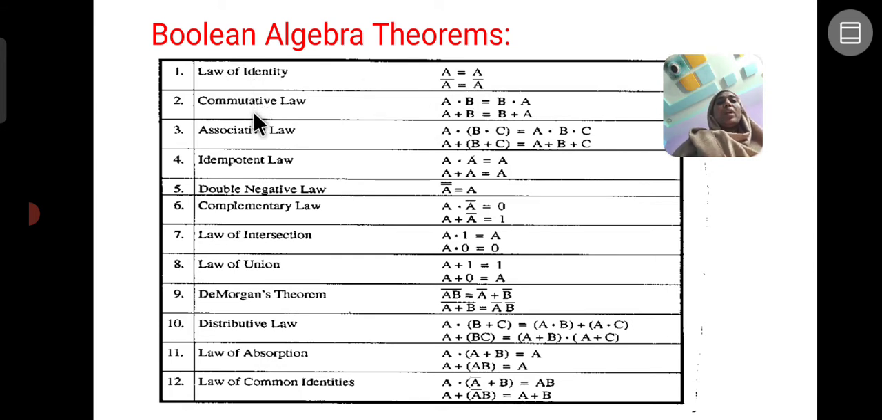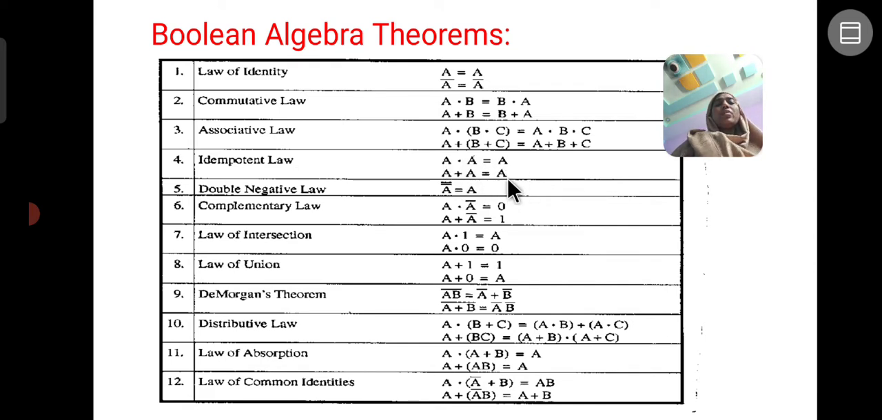So next is the commutative law. A dot B equal to B dot A, and A plus B equal to B plus A. And then the third law is the associative law. A dot B dot C equal to A dot B dot C, and A plus B plus C equal to A plus B plus C. So next, the idempotent law. A dot A equal to A, and A plus A equal to A.